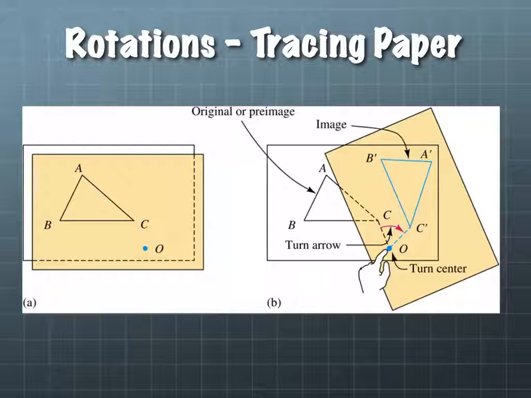And they always write it so that the pre-image has the letters A, B, C, for example, and the image, the resulting figure, always has these prime notations. It's another way to keep track of where you're starting and where you're ending, is that they use those primes to indicate the final resting place, if you will, of the location of the object. Okay, so a little bit more about rotations.